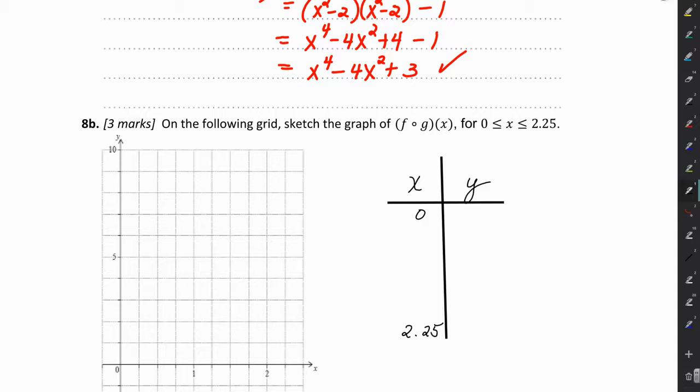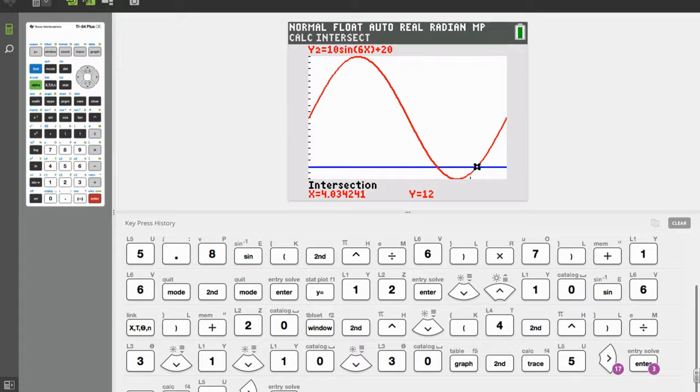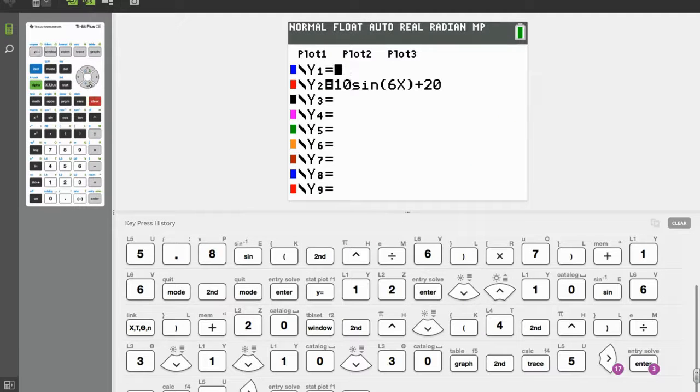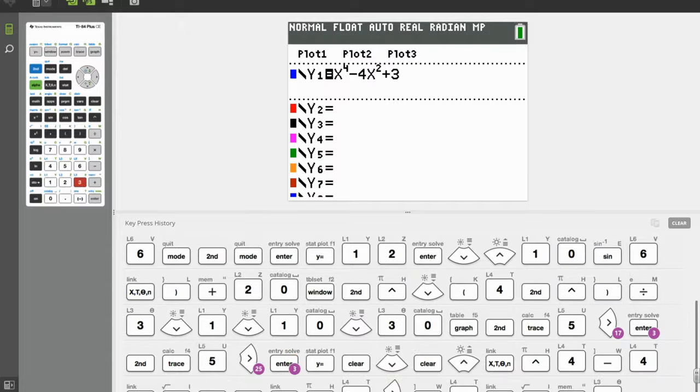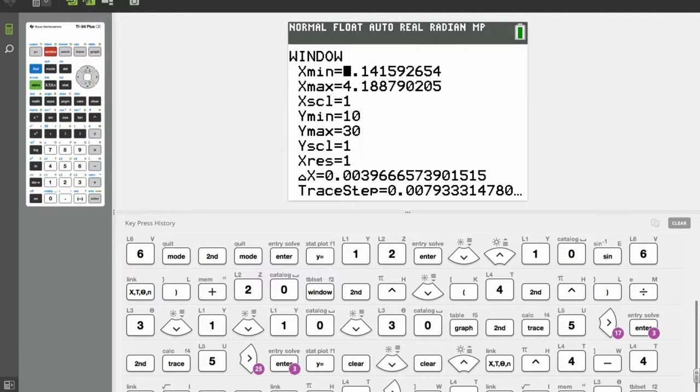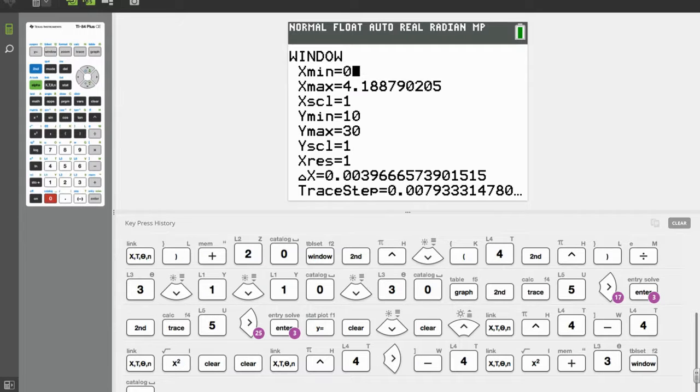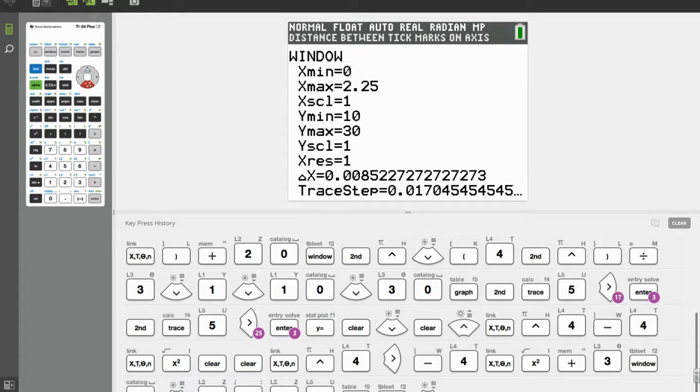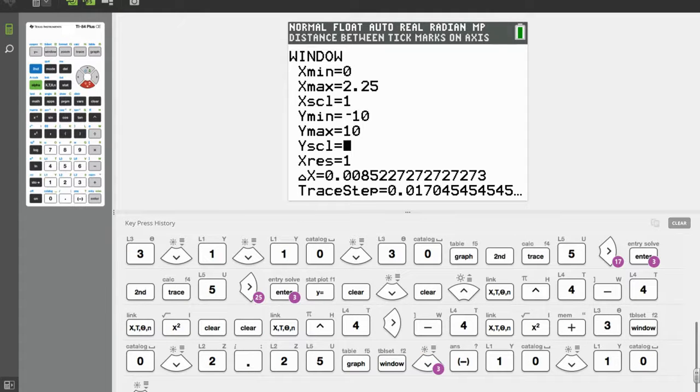All right, so let's go ahead and put this into the calculator. We're going to go to y equals, clear out what's there. And we want to go to our window, and we want to set our x minimum at 0. Our maximum should be 2.25. But we're really not sure what the scale should be for the y min and max, so we're going to start with -10 and 10 and a scale of 1. Let's start there.